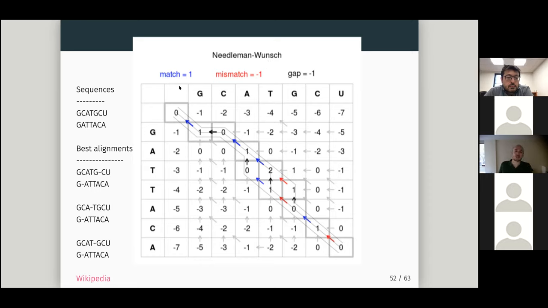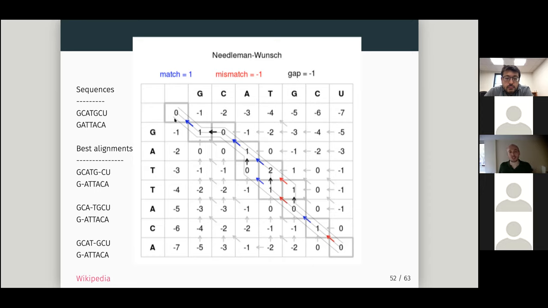Again, what is really important is that you define the correct set of quality scores. So let's say if you have a match between two bases, you give it a one. If it's a mismatch, minus one, and a gap, minus one. Of course, this depends on the question that you want to answer. But once you have defined this, the rest is pretty much straightforward. And again, this is something that is embedded in most of the tools that we use even these days.